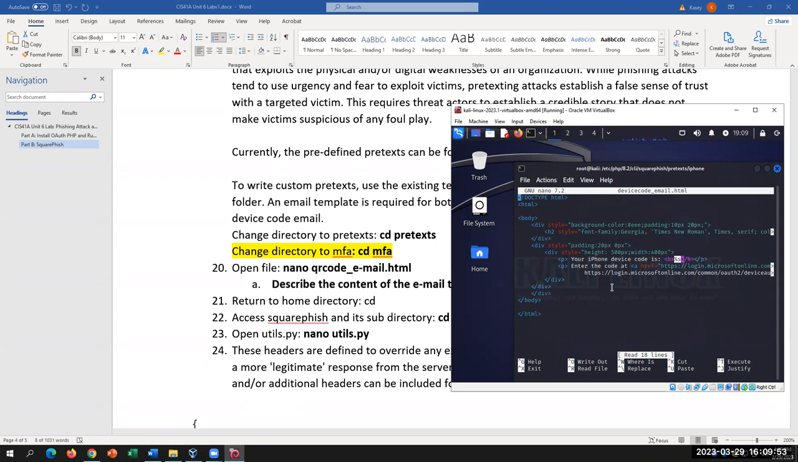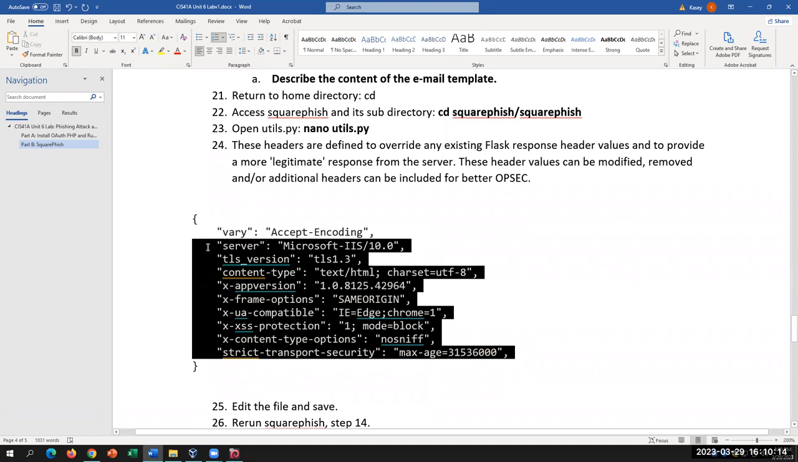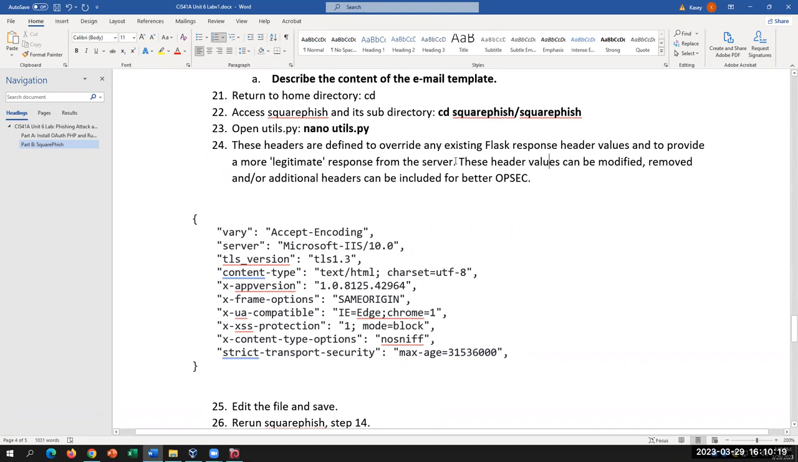Okay, so then go back to CD and then go back to Squarephish. I want to show you that there's this thing called the utility Python file. What this does is allow you to modify the header, so you can remove the header. That allows you to, I guess, get a response better, okay? So you can modify the server information and so on. You can add in some information like this.